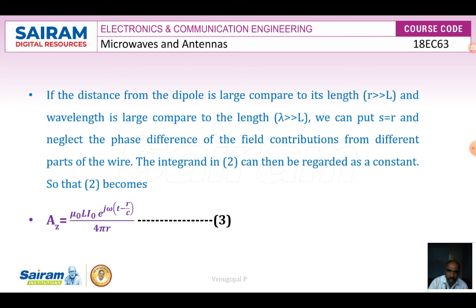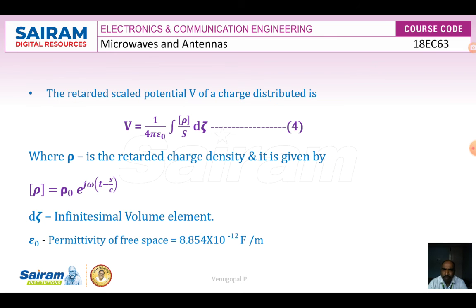If the distance from the dipole is very large compared to the length, that is r is far greater than L, and the wavelength is large compared to the length, that is lambda is far greater than L, then put S is equal to R and neglect the phase difference of the field contributions from the different parts of the wire. Then equation 2 can be modified as Az is equal to mu naught into L into I naught exponential of j omega into t minus r by c divided by 4 pi r. Call it equation number 3.